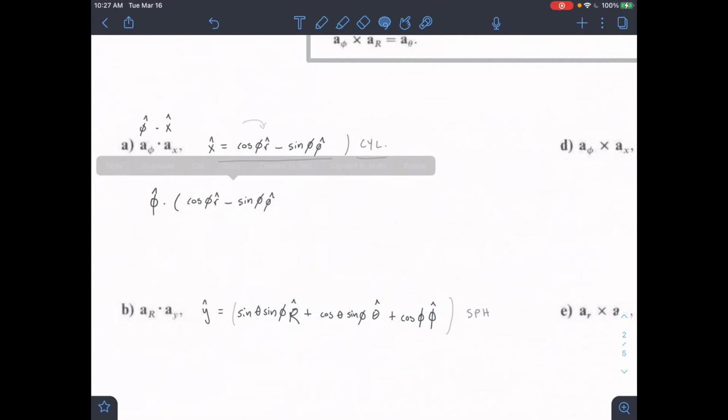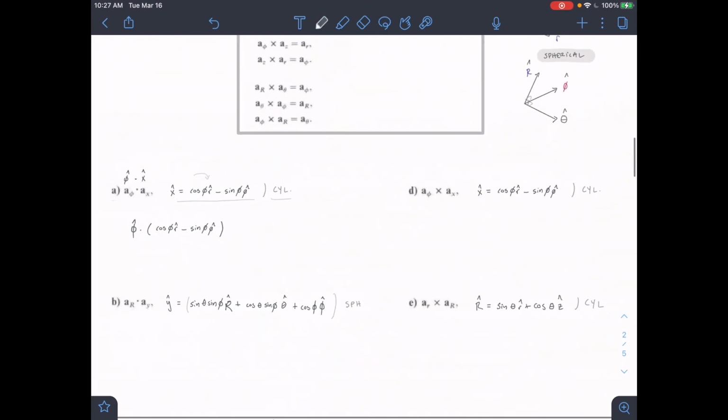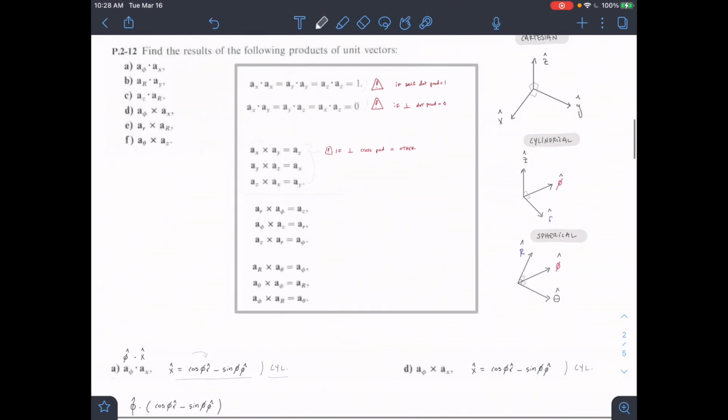and I'm going to remember the unit vector rules that I wrote up here. If I dot a directional unit vector with itself, my magnitude is 1. This is the same for a phi dot a phi, or any of the directional unit vectors, it's equal to 1. And if I dot a directional unit vector with one that it's perpendicular to, it's equal to 0.